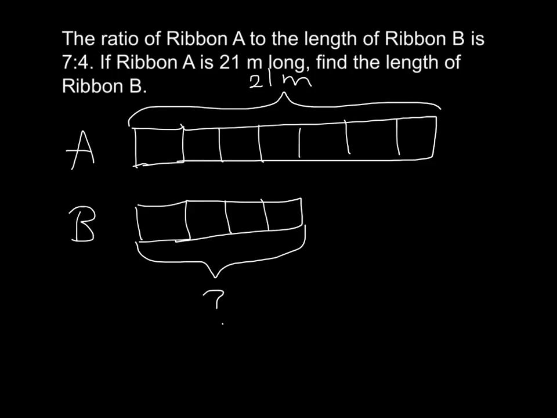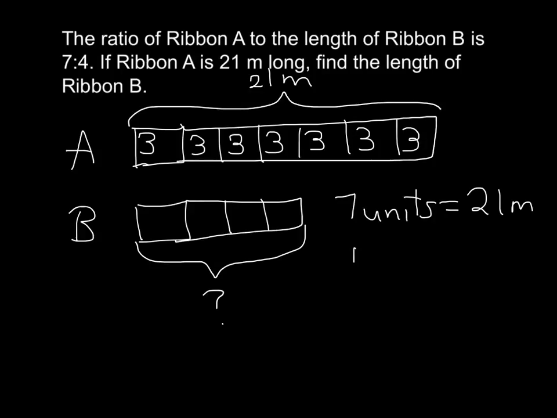Okay, I hope you've tried it, and I hope you figured it out. Once we've written the ratio 7:4, it becomes pretty easy because we notice that A has 7 units, and that the 7 units are 21 meters. Now, if 7 units are 21 meters, we know the units are equal groups. So if I do 21 divided by 7, I find that each unit is 3 meters, right? 3 times 7 is 21. And so 1 unit is 3 meters.